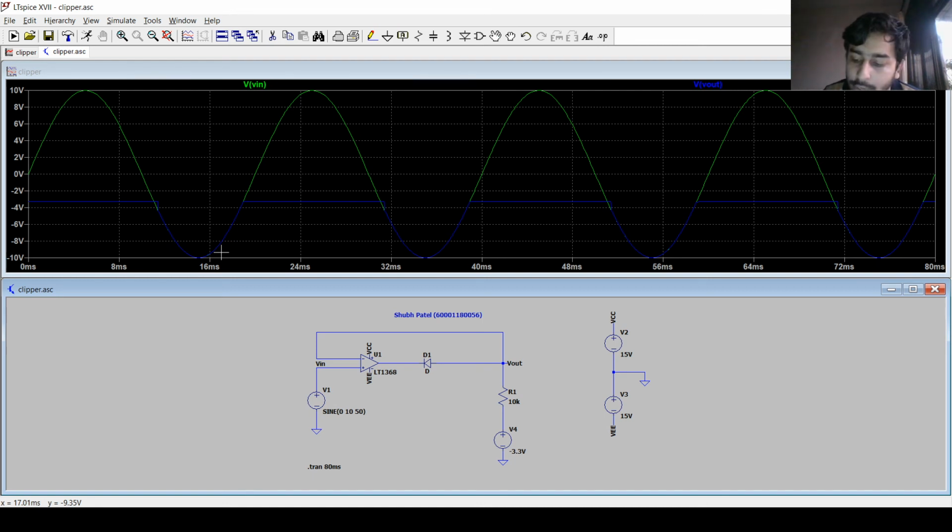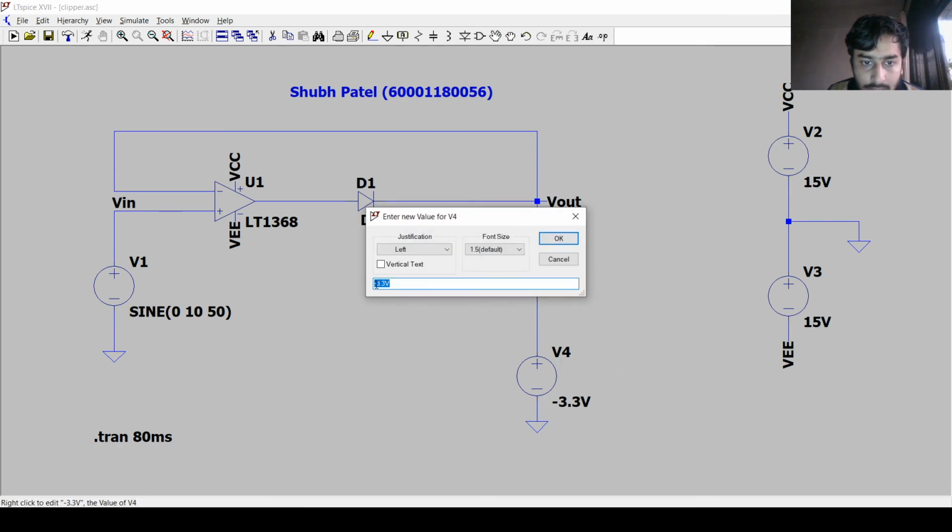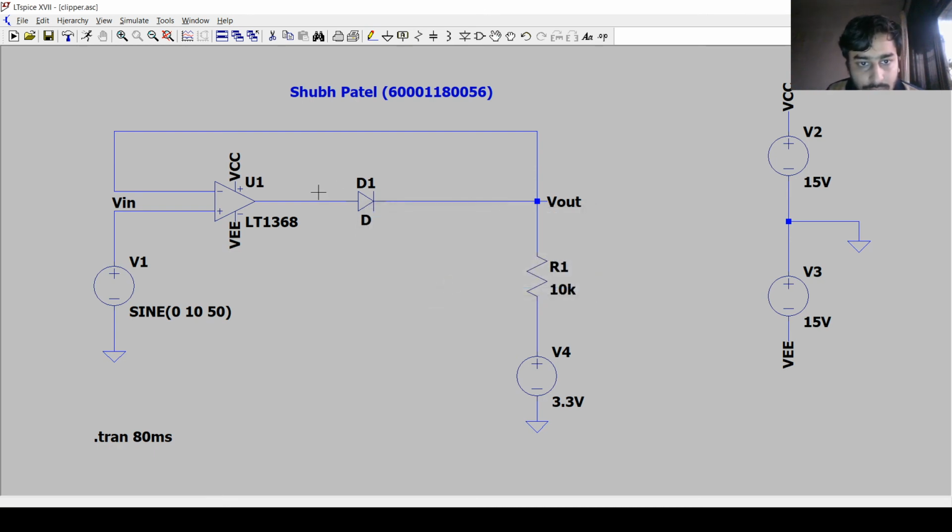Now let's move to the negative clipper. So this is the negative clipper circuit. Here we have changed the direction of this diode, and the positive of this diode is connected to the output of the op-amp. So now when this is greater than the threshold voltage, then this diode will become on and the output voltage will be equal to the input voltage. And when this is less than this threshold voltage, then the diode will become off and the output voltage will be equal to the threshold voltage.